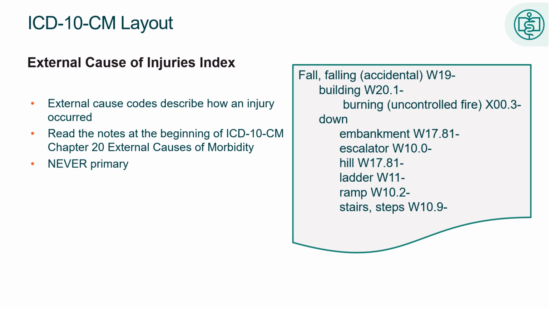The majority of the codes in this section will require 7th characters. Do not assign codes directly from this table. Always confirm the code in the tabular to confirm the correct 7th character. The notes at the beginning of the ICD-10-CM Chapter 20 in the tabular list define transport vehicles and explain the structure of the chapter. This will assist the coder in finding the correct external cause codes to report and will be discussed further in later chapters. External cause codes are never primary and always follow another code.